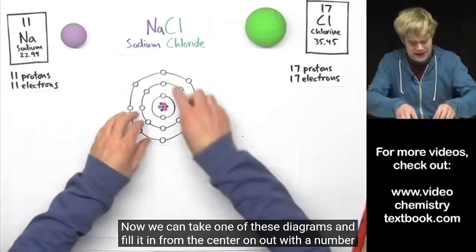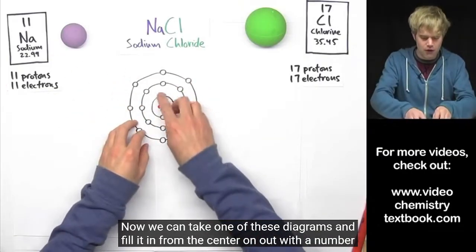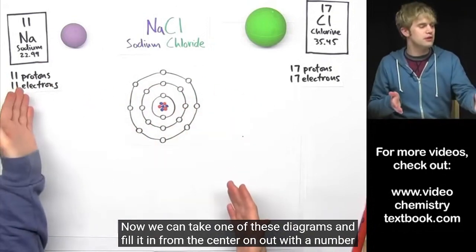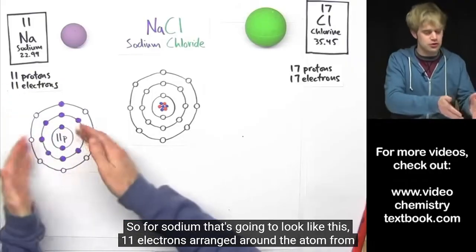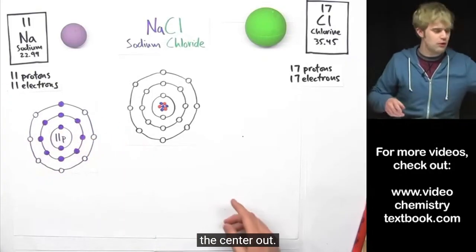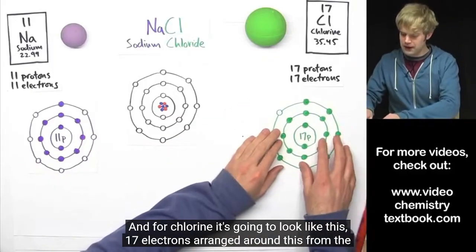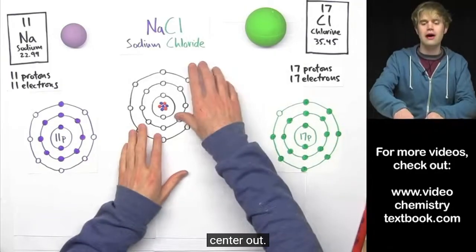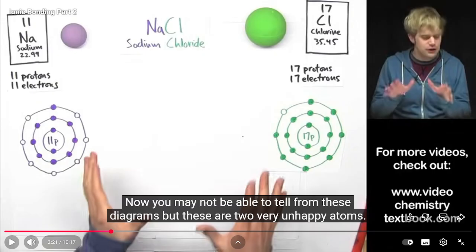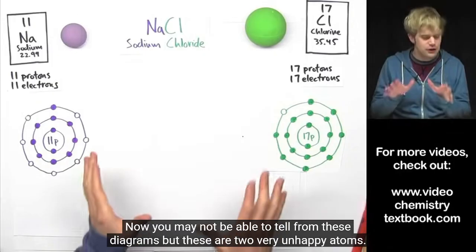Now, we can take one of these diagrams and fill it in from the center on out with a number of electrons. So, for sodium, that's going to look like this. 11 electrons arranged around the atom from the center out. And for chlorine, it's going to look like this. 17 electrons arranged around this from the center out. Now, why do these things form ions? Why do they bother? Yes. So they can have a full valence shell, absolutely.